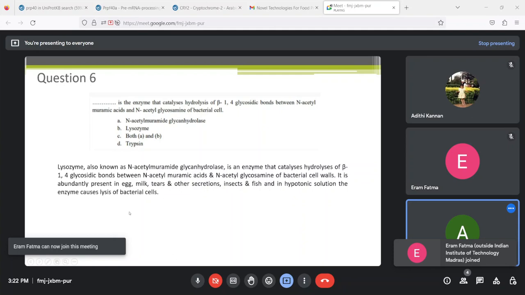So the lysozyme will weaken the bacterial cell wall. The hypotonic solution will help in swelling of the bacteria and then lysis of the bacterial cells as well.